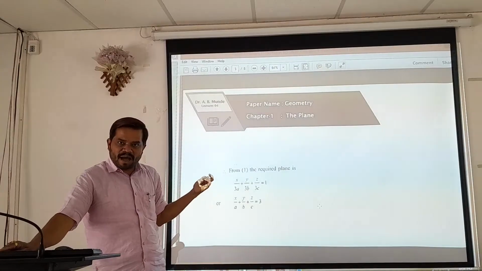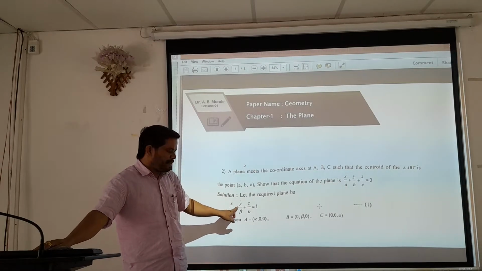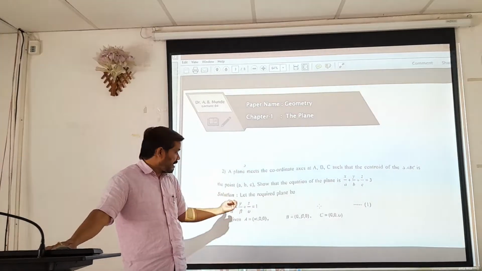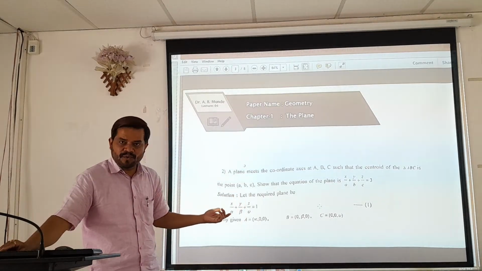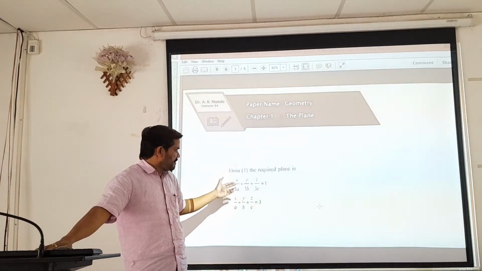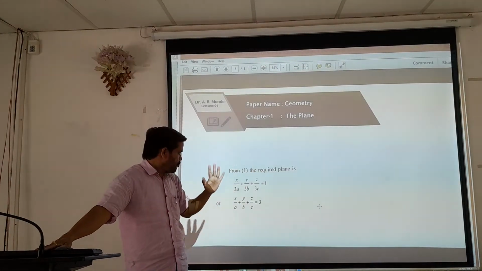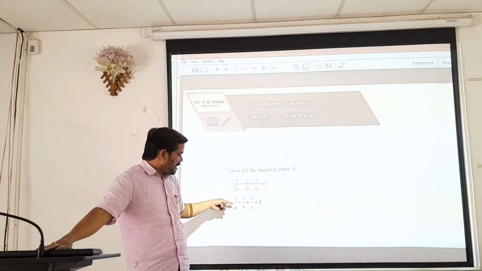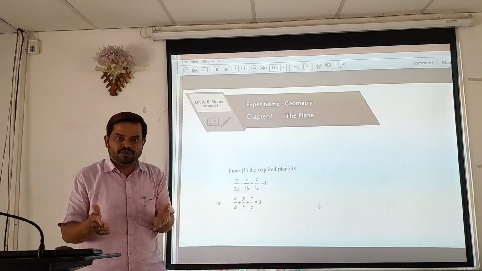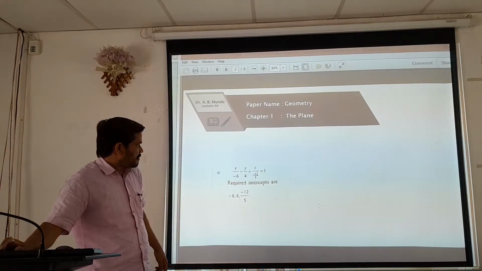So from equation number 1, what is equation number 1? This one: x by alpha plus y by beta plus z by gamma is equal to 1. You can put in the values of alpha, beta, gamma which we have calculated. We get the equation x by 3a plus y by 3b plus z by 3c is equal to 1. It means x by a plus y by b plus z by c is equal to 3. So we have proved that this is the equation of a plane. Which plane?